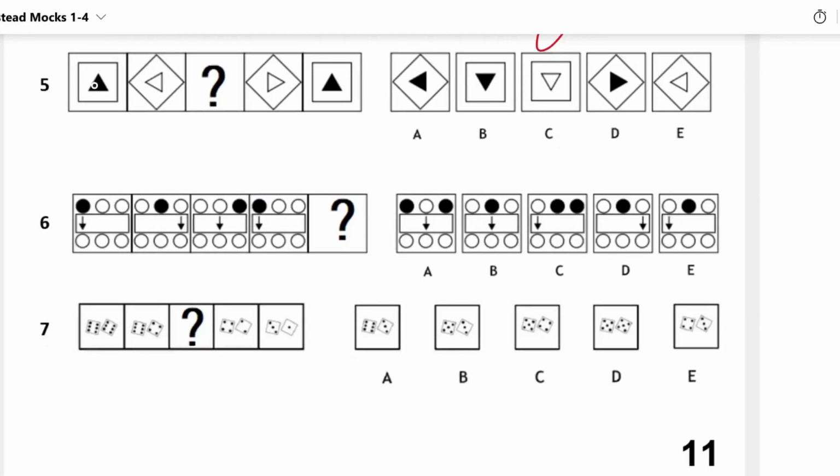We have another rotation. We're going to go anti-clockwise, anti-clockwise, another way anti-clockwise. We're going to get a triangle facing down, which means we can cross out A and D and E. And then this is going to go square, diamond, square. So fine, that's okay. We're going to do black, white, black, which means we get B.